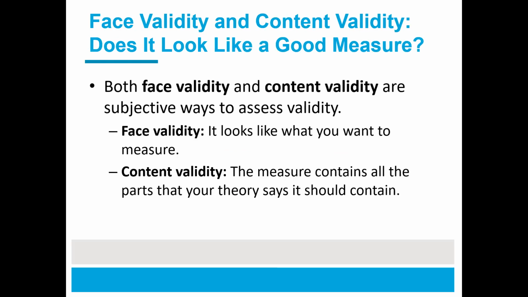Let's first talk about face validity and content validity. These are both subjective methods to assess content validity. Face validity simply asks if what you're measuring appears to be measuring what you're intending it to. Again, this is simply a first step in assessing validity from a subjective level. Content validity simply asks if your measure contains all of the necessary parts that are laid out in the theory.